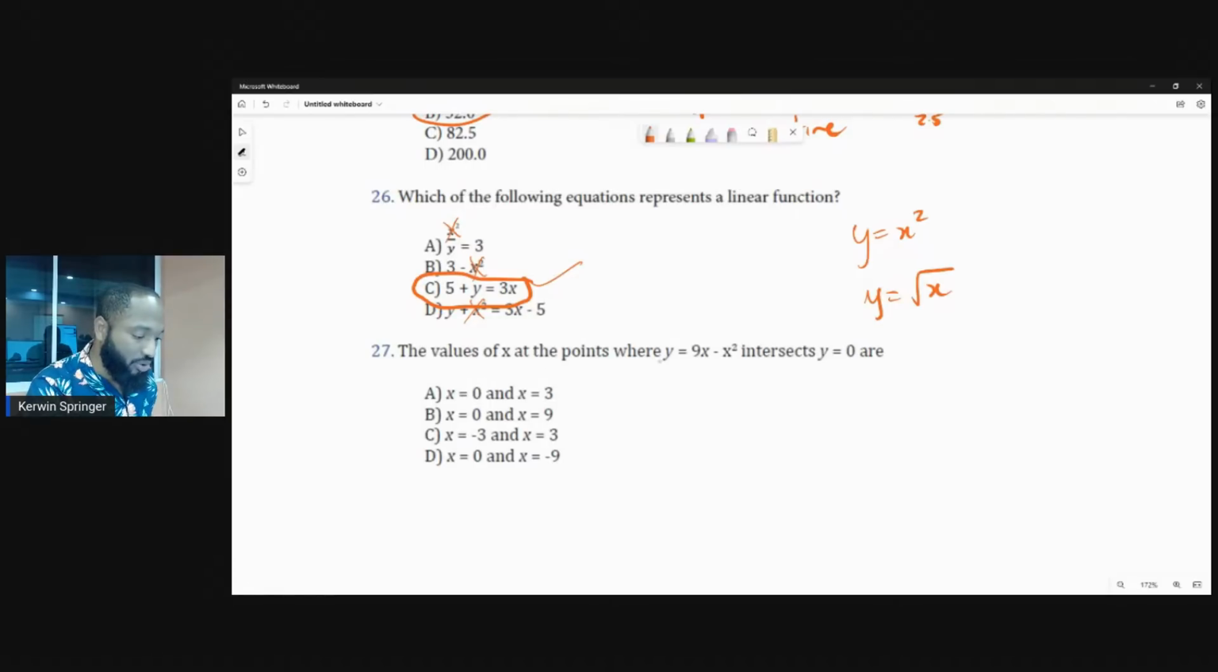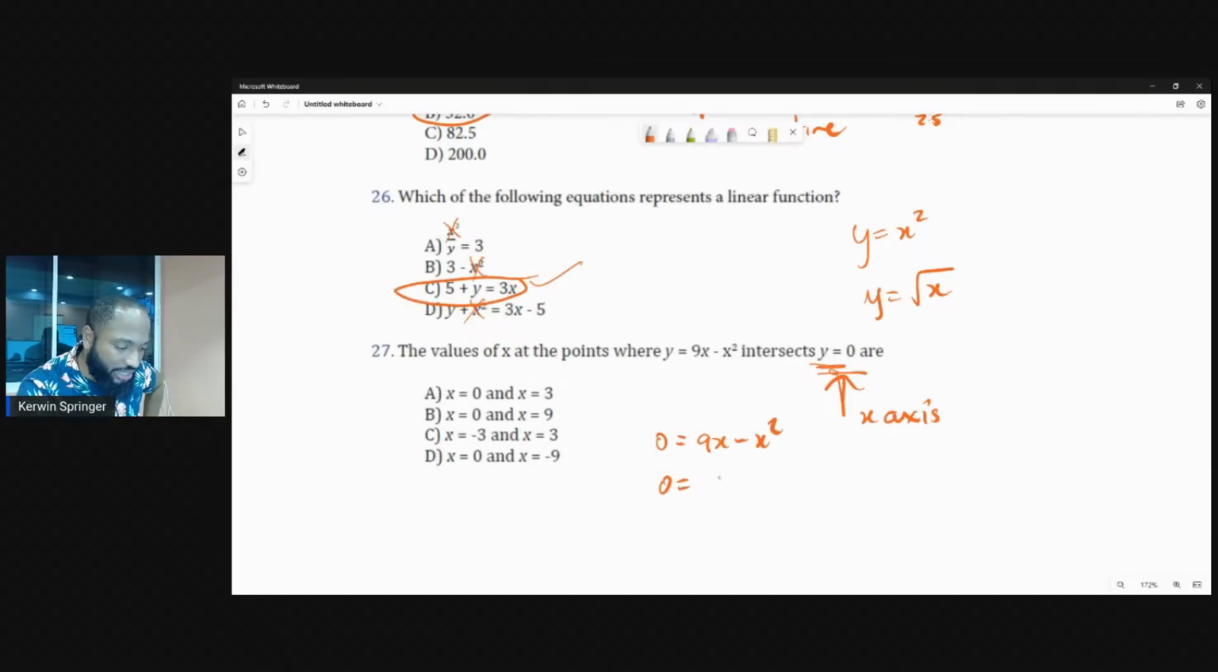The values of x at the point where y equals 9x minus x squared intersect y equals 0. Where it intersects y equals 0 is what? Y equals 0 is the x-axis. So when y is equal to 0, 0 is equal to 9x minus x squared. This will factorize in terms of x and 9 minus x. This is not a difference of 2 squares here. This is factorizing normally.